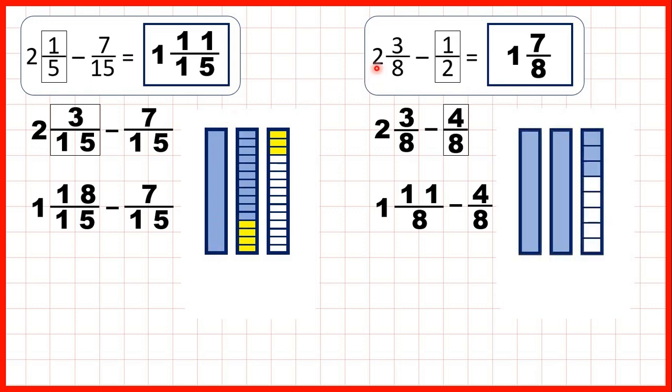Then in this question we started with 2 3/8. We worked out that 1/2 was the same as 4/8, but we only had 3/8, so we exchanged one of our wholes for 8 more 8ths. That gave us 1 11/8, so we could take 1, 2, 3, 4/8 away because that's the same as taking a half away, and that left us with 1 7/8.